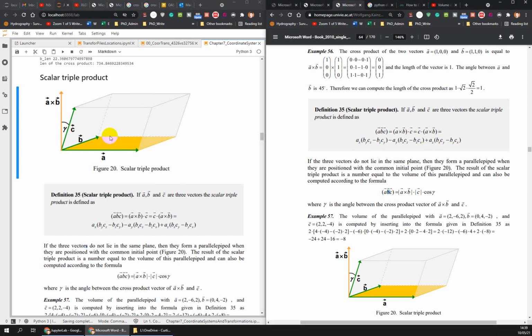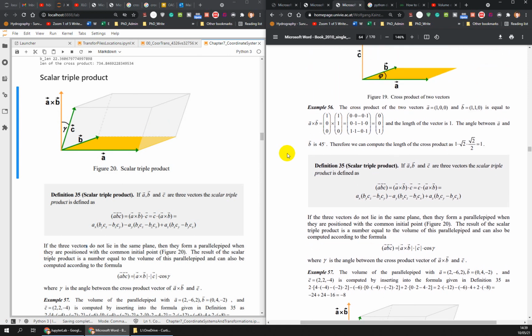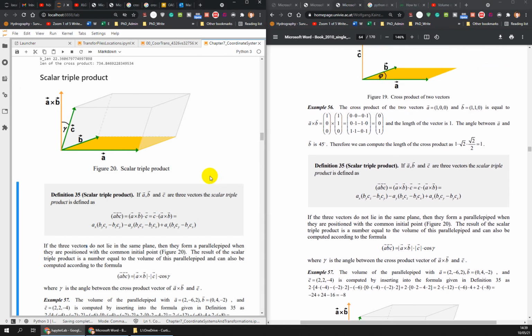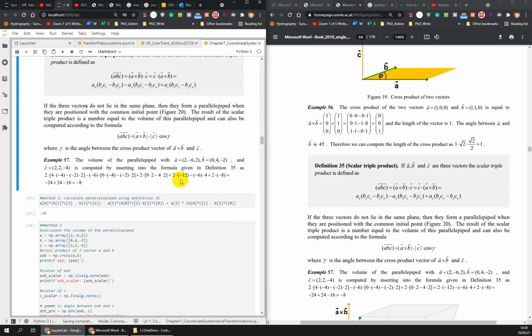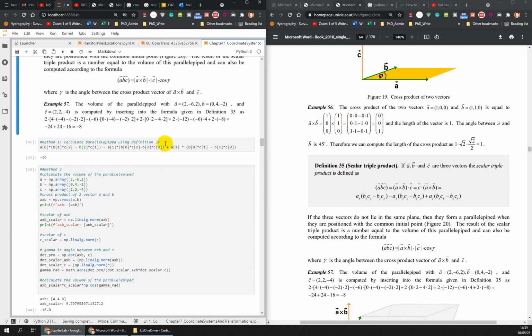And actually, if we form a matrix from these three point vectors, the volume of the parallelepiped is actually the determinant of that matrix. So let's have a look in Python to see how we can implement it.